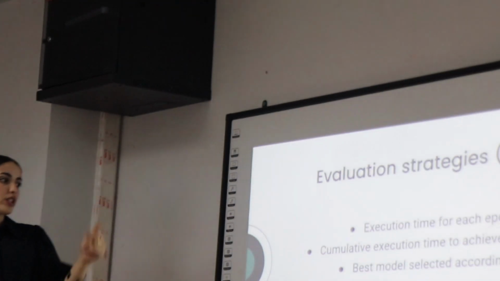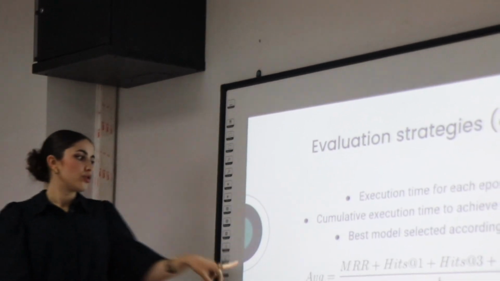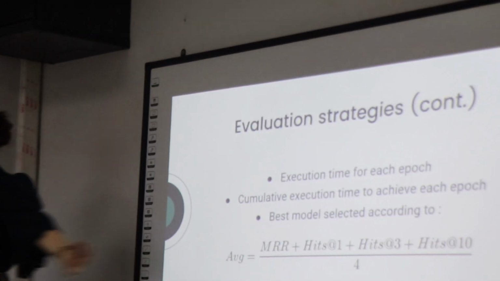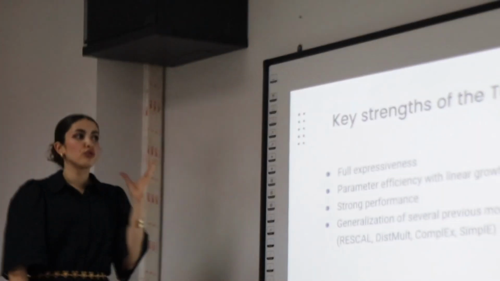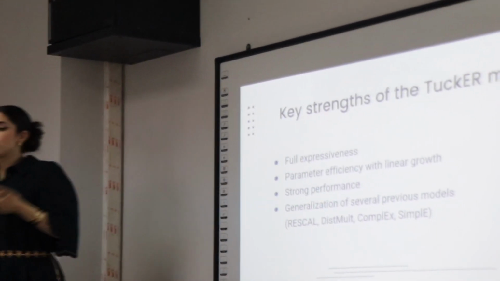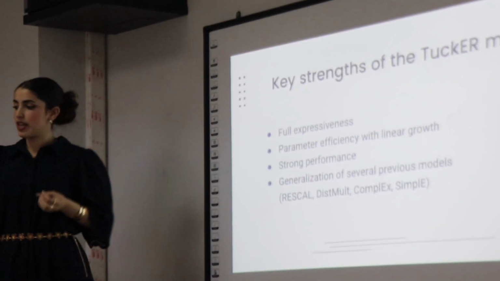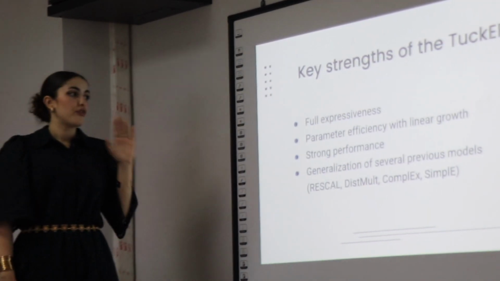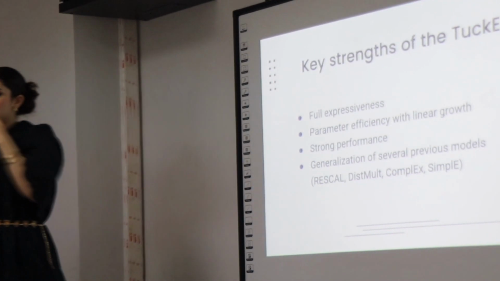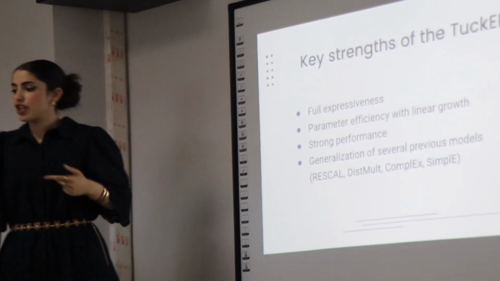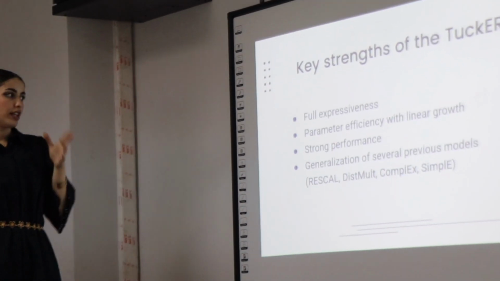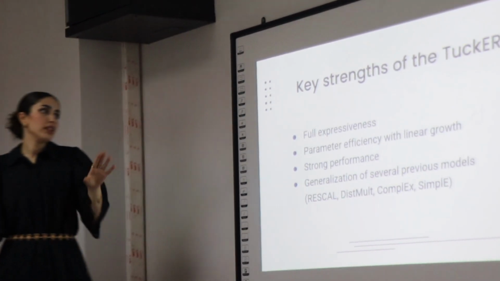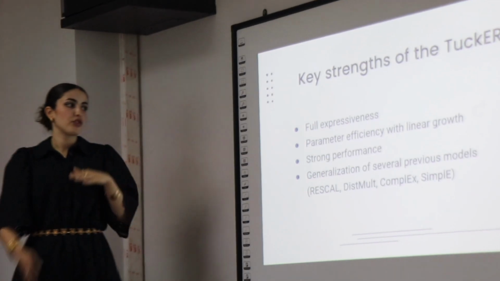And we define the best model according to the average of MRR, hits at 1, hits at 3, and hits at 10. So here is why we chose the TuckER model. First, TuckER was chosen for its expressiveness, enabling it to model all relation types. Its parameters stay efficient even when we have growing entities and relations. Its shared tensor helps with multitask learning, enabling it to achieve a stronger performance. And finally, TuckER is a generalization of several previous models.